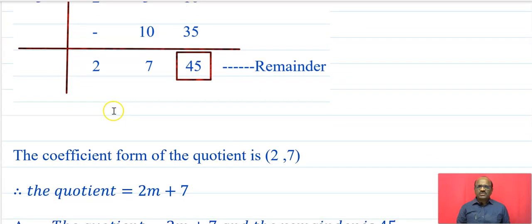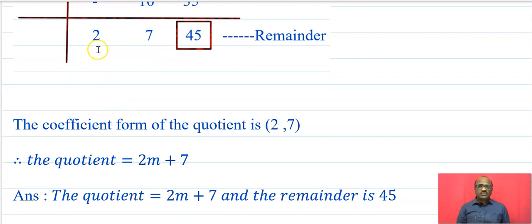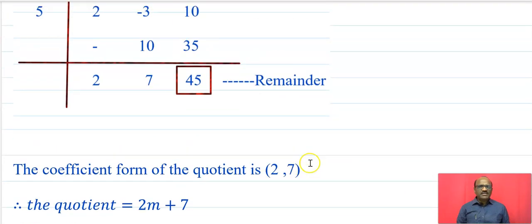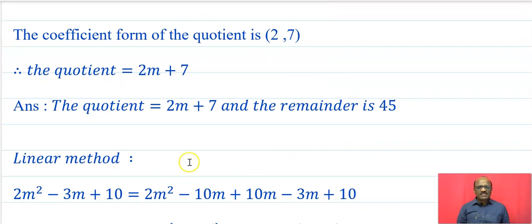Now the coefficients of the quotient. The coefficients of the quotient are 2 and 7. What will the degree be? There are 2 coefficients, therefore the degree is 2 minus 1. 1 is the degree, therefore it is 2m plus 7. This is the quotient. Therefore the quotient is 2m plus 7 and the remainder is 45 in this way.